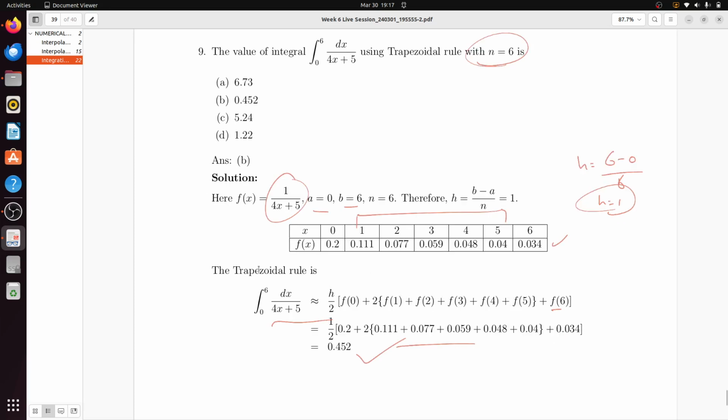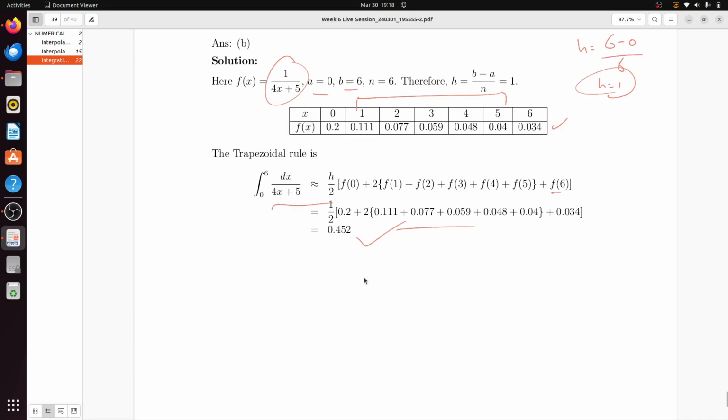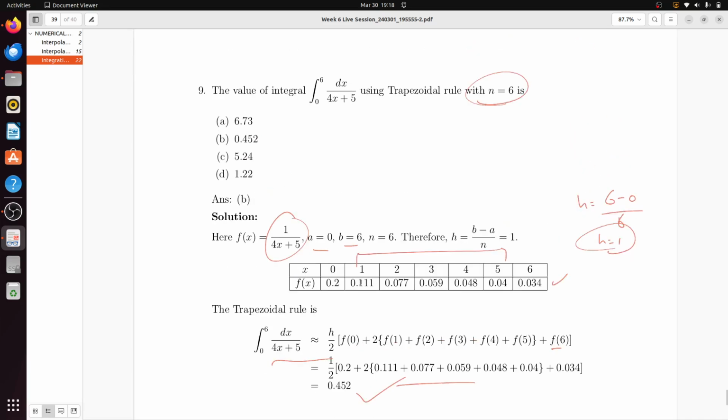So the trapezoidal rule is h by 2 times f0 plus twice of f1, f2, f3, f4, f5 plus f6, where the step size h is 1. Now the answer will be 0.452, so the answer is B.